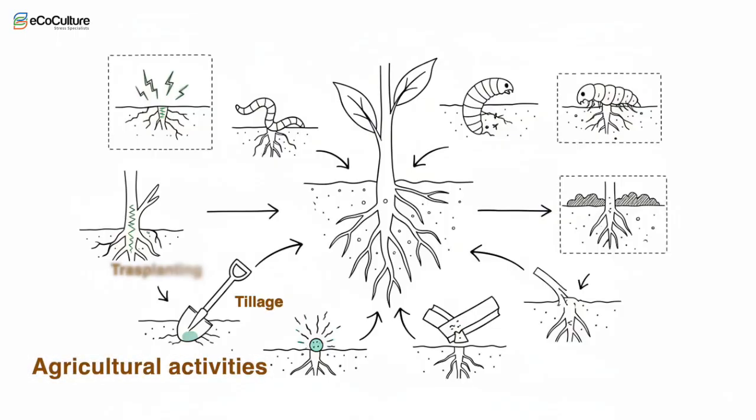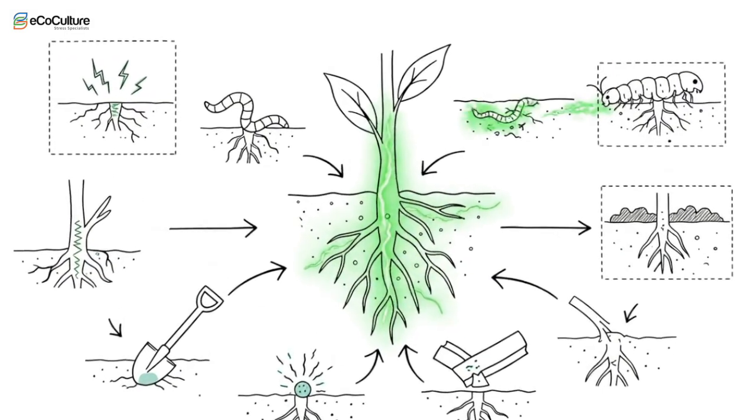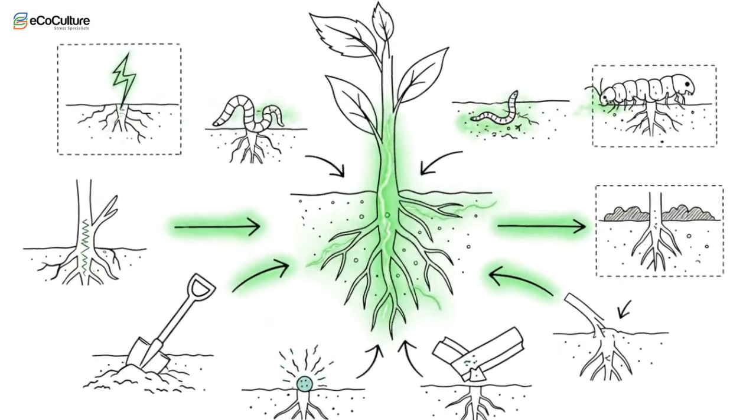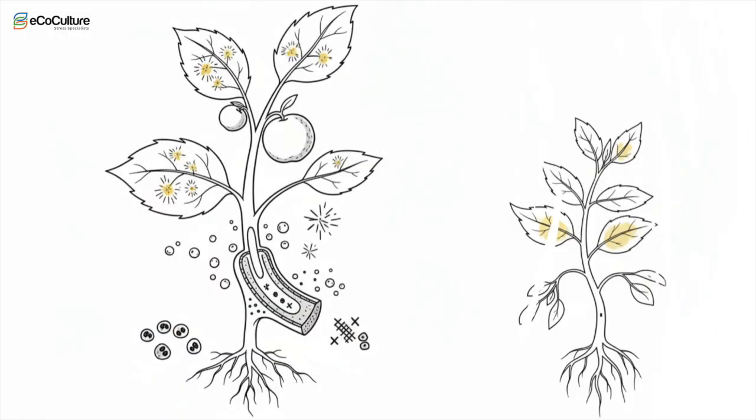Second, through agricultural activities: tillage, transplanting, aggressive fertilizers, or root pruning can damage tissues and expose them to infection. And third, through other diseases: root rots caused by soil fungi weaken the roots and facilitate entry of vascular pathogens such as Fusarium. All these wounds become perfect access points for fungi, bacteria, and viruses.